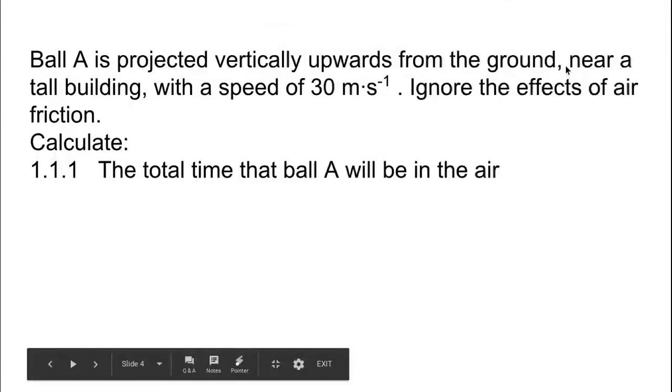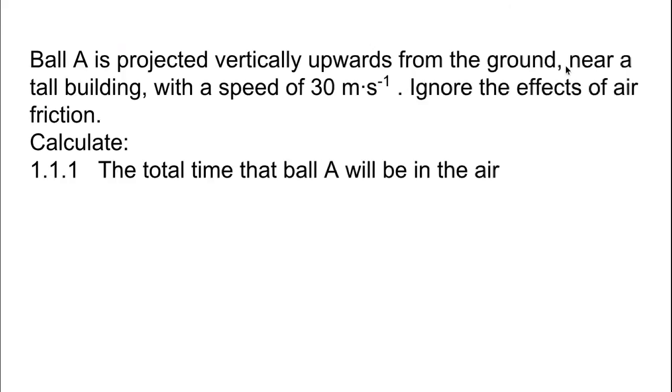So let's go and see how we apply this method that I explained in the previous video when we look at number 1. Ball A is projected vertically upwards from the ground near a tall building with a speed of 30 meters per second. Ignore the effect of air friction. Calculate the total time that ball A will be in the air.